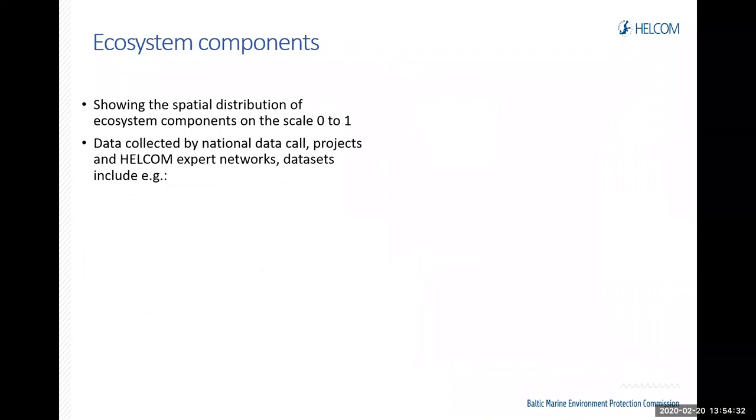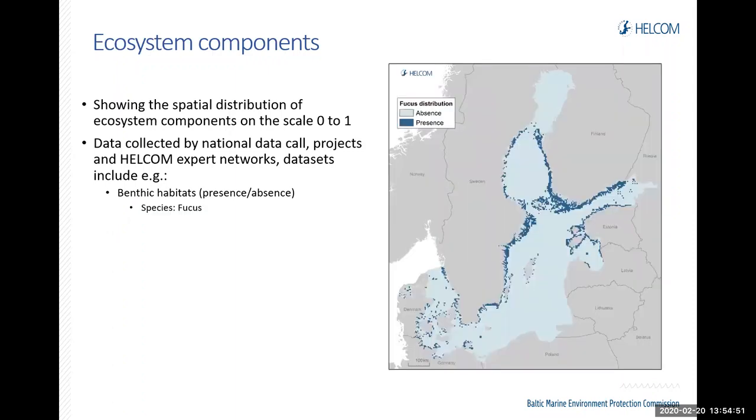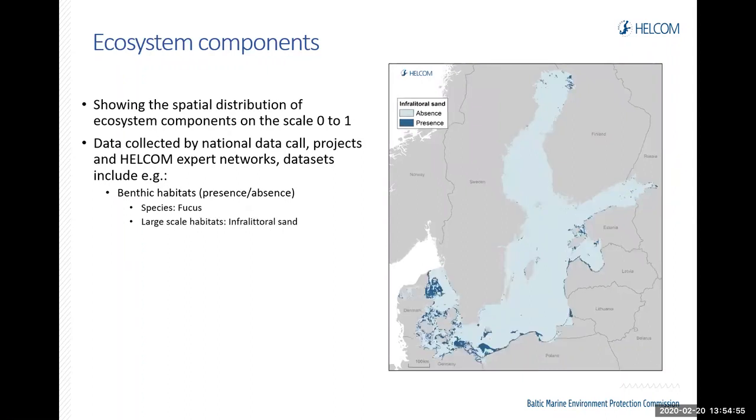And about the ecosystem components, they are also giving information from 0 to 1. And there are altogether 36 of these layers. They are collected by similar kinds of means. And there are a few different types of data. For example, for benthic habitats, we have presence-absence data. So you either have it or you don't. For example, Fucus and large-scale habitats.